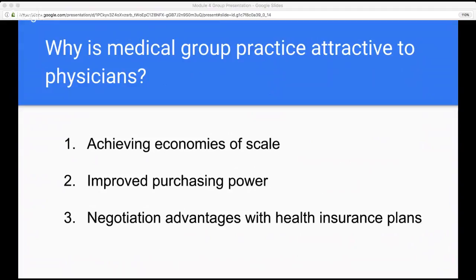What attracts physicians to practice in groups? As a group, physicians can achieve economies of scale, gain improved purchasing power with vendors, and gain leverage in negotiations with health insurance plans. What are the responsibilities of physicians in a group practice?